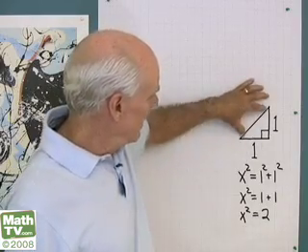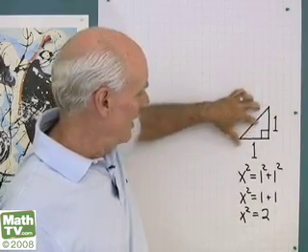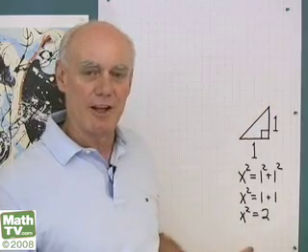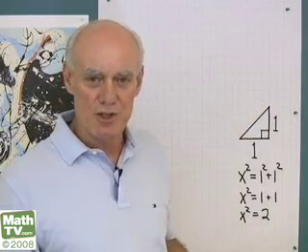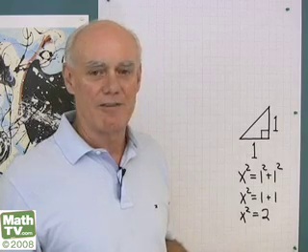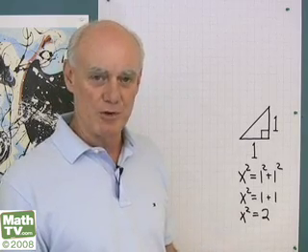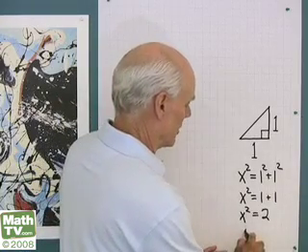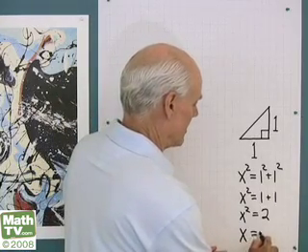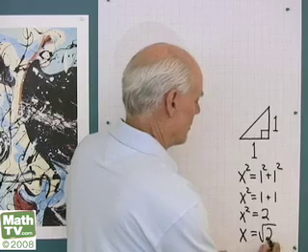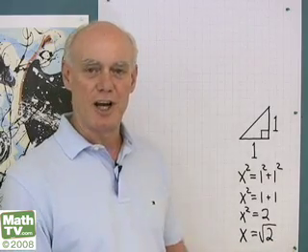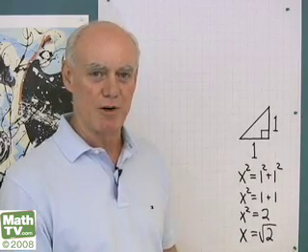But I can see that here I have a line segment that's going to have that length, whatever that length is, whatever number is associated with it. When I square it, I have to get 2. So I'm going to make up new notation for that number whose square is 2, and that notation looks like this. x is the square root of 2. That's the notation I use to represent the number whose square is 2.